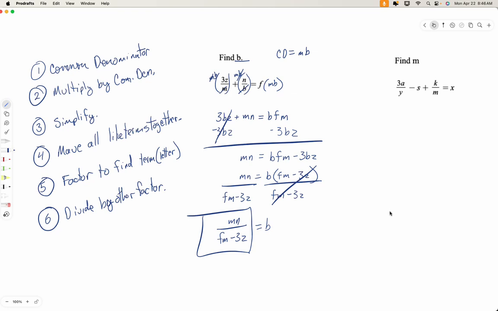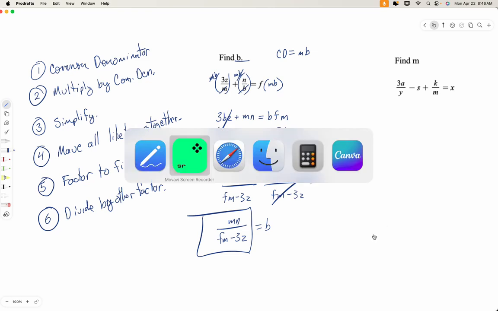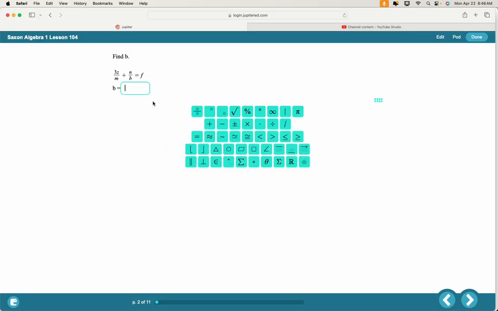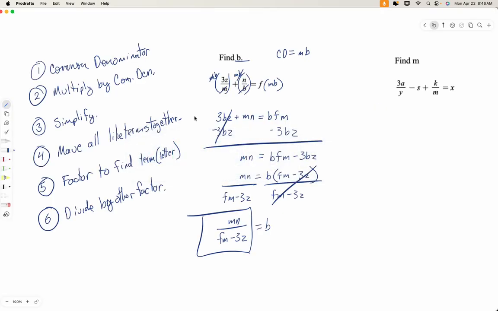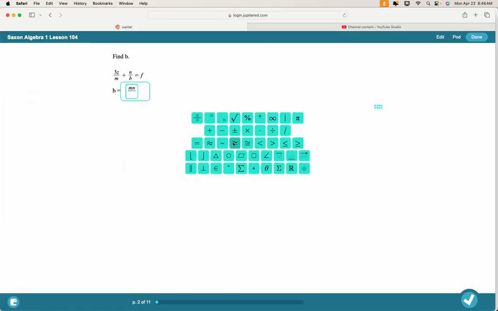Okay? And let's just go and check it. mn over fm minus 3z. So b is equal to mn over, let's double check what we have, fm minus 3z. So fm minus 3z. Let's check that. And that's correct.